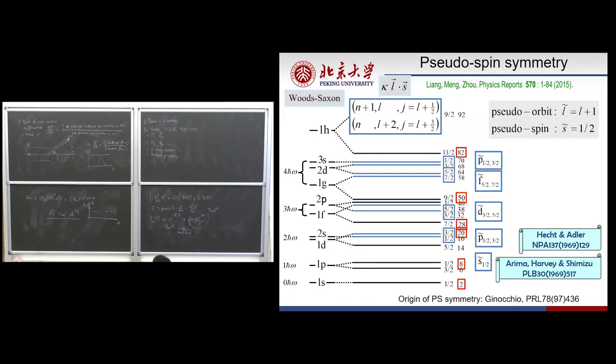So that was really a big surprise to everybody, because before we didn't know that. Even though pseudo-spin symmetry was proposed in 1969, it was almost forgotten for 20 years. Then after the people found the identical bands, they went back to the pseudo-spin symmetry, but really didn't know what it was. Later on, we found out. The so-called pseudo-spin symmetry is the pseudo-orbit angular momentum, which is simply the orbital angular momentum of the lower components of the Dirac spinor.